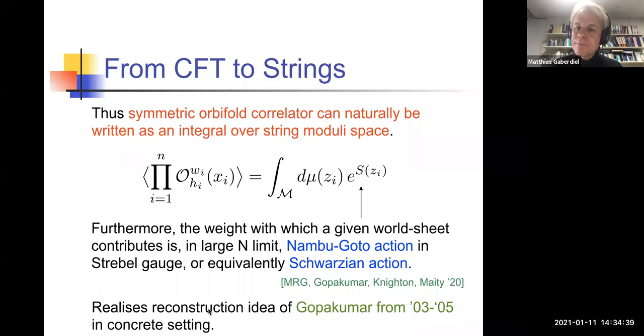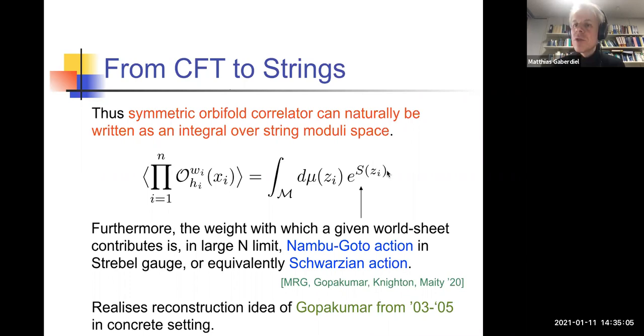So I think it's very reassuring and very nice that also in this somewhat low dimensional example, you see this structure that was proposed primarily to recover the string theory in AdS5 from N=4 super Yang-Mills. Exactly the same structure appears here, and you reproduce a worldsheet integral and you can read off the integrand from the dual CFT correlators.